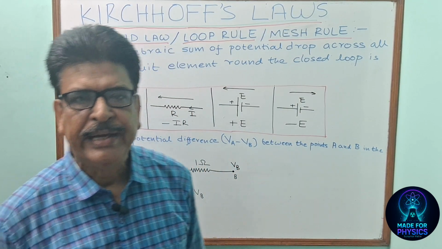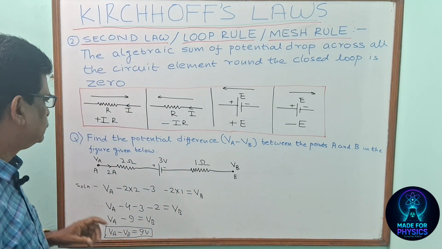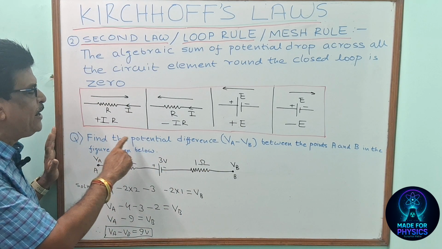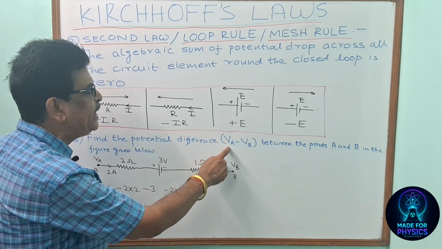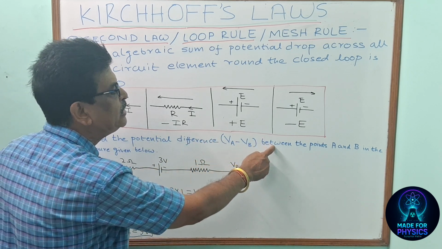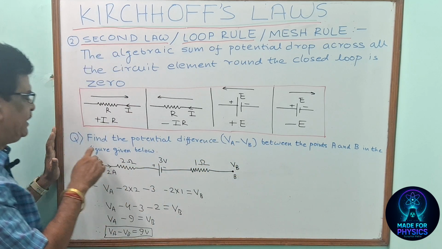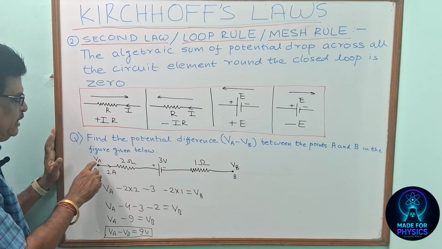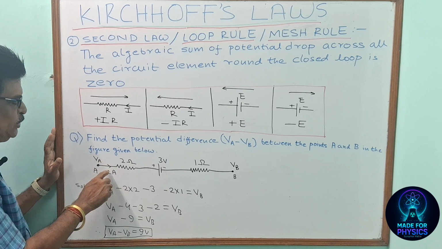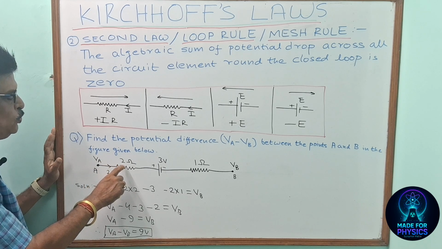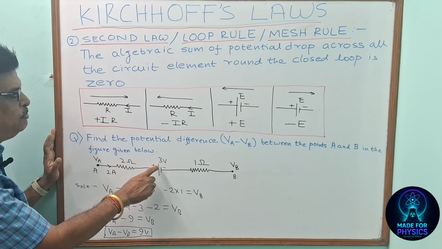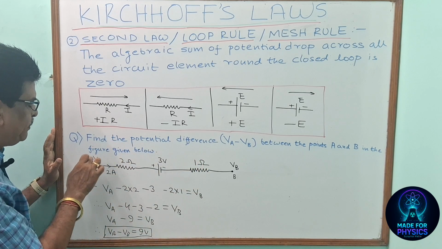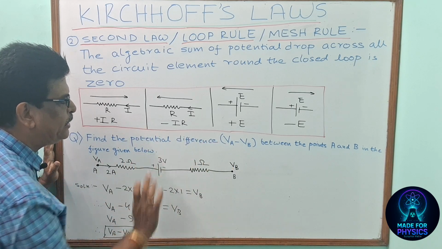Yes, we are going to take up another question. Please see, this question reads, find the potential difference VA minus VB between the points A and B in the figure given below. This is the figure. This is VA, current is 2 ampere, this resistance is 2 ohm, this is 3 volt EMF, and this is 1 ohm resistor. You have to find the potential difference between point A and B.